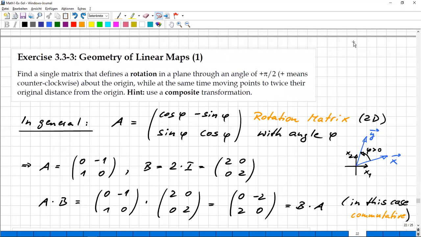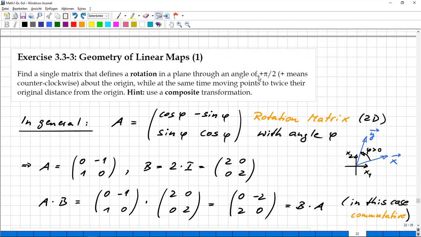So now this exercise and also the final one, 3.34, they are about the geometric aspects of linear maps. And I think it's quite worthwhile. So read what's given here. We are looking for a single matrix, a simple matrix, which defines a rotation in a plane through an angle of positive pi half. You know what it means officially?